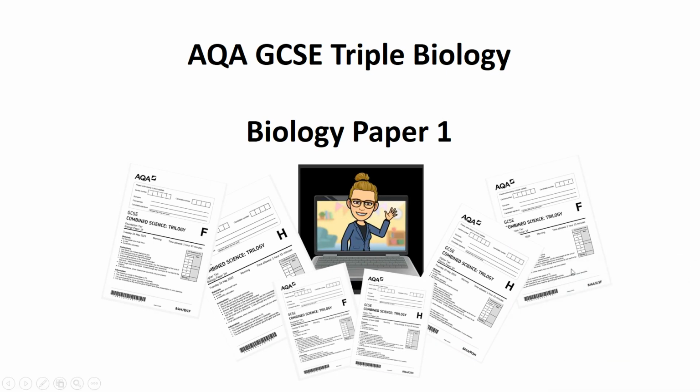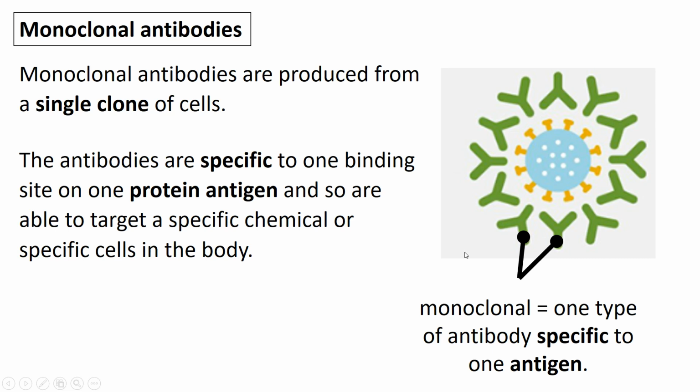Right, let's go. So, the first thing that's on there is monoclonal antibodies. This comes up quite a lot on any biology papers, so make sure you know what they are and what they're used for, as well as how they are produced.